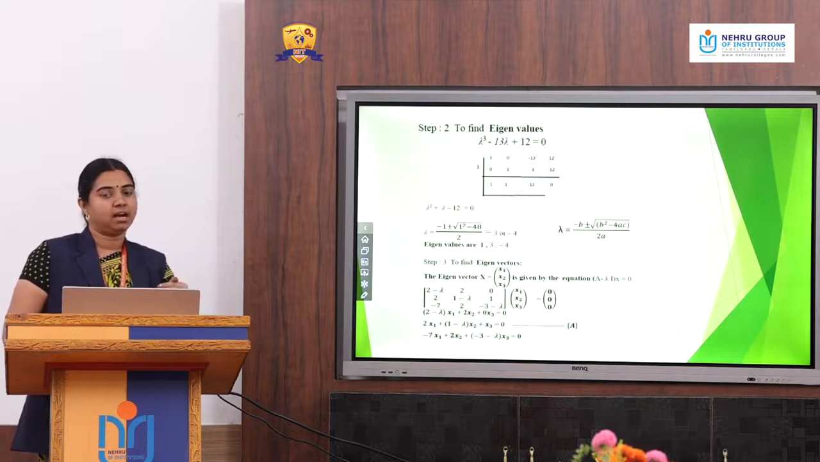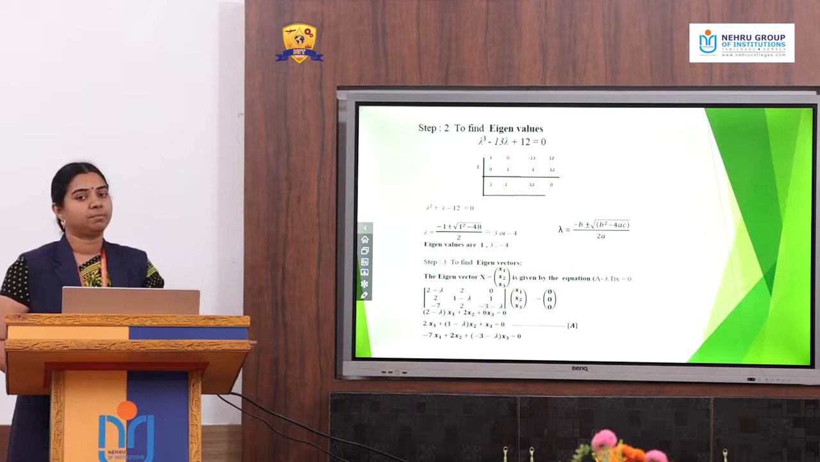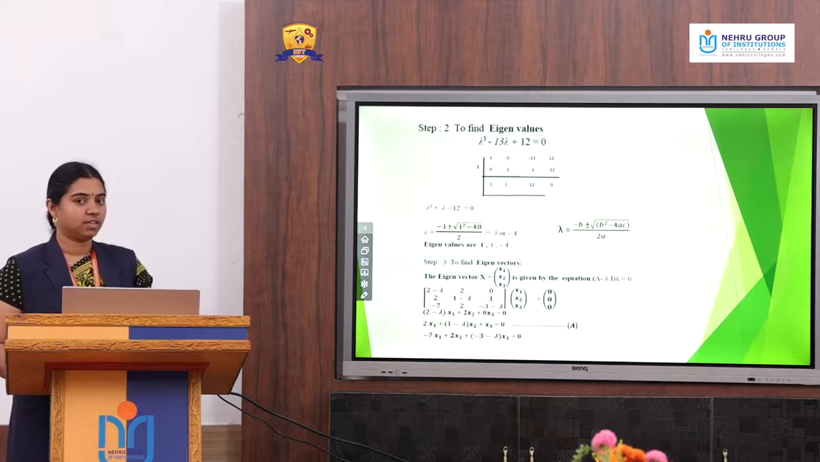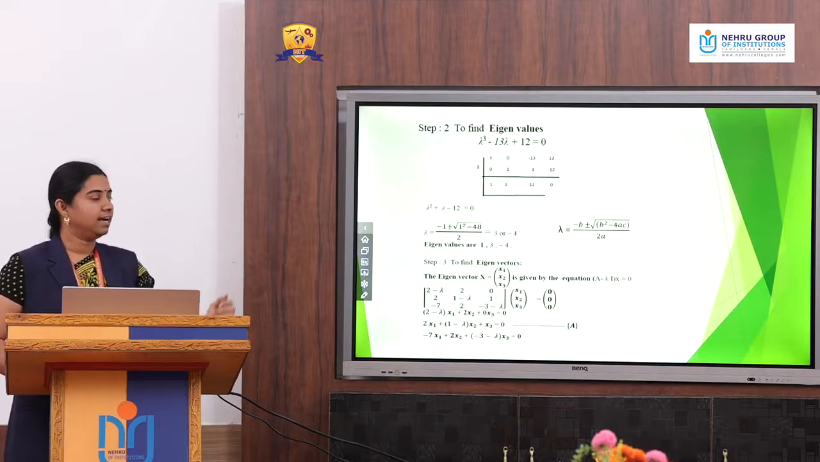Next, in the quadratic equation we apply the well-known formula: minus b plus or minus square root of b square minus 4ac, divided by 2a. We apply the formula and find the lambda values, and those lambda values we declare as the eigenvalues. Here a is 1, b is 1, and c is minus 12. If you simplify, you get the lambda values as 1, 3, minus 4. So the eigenvalues of the given matrix are 1, 3, minus 4.